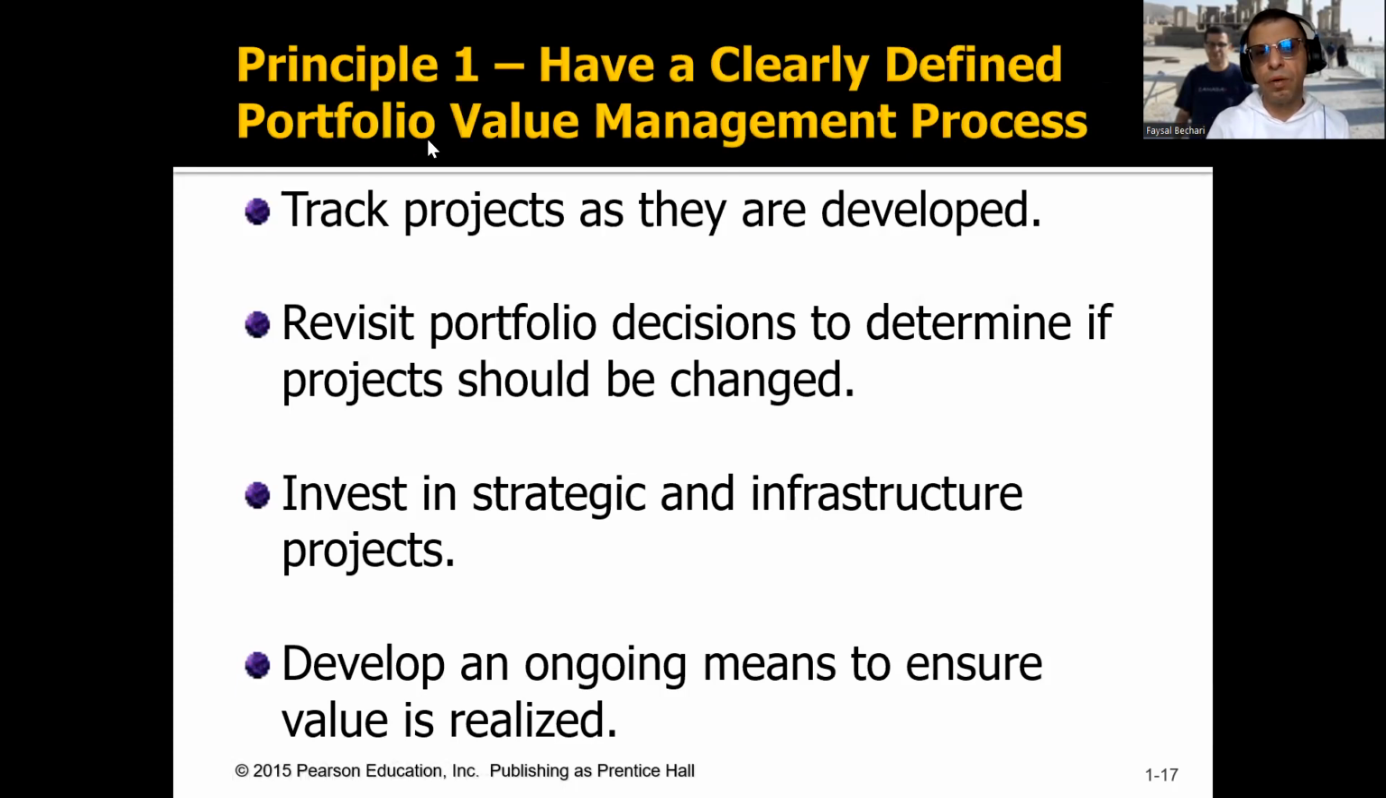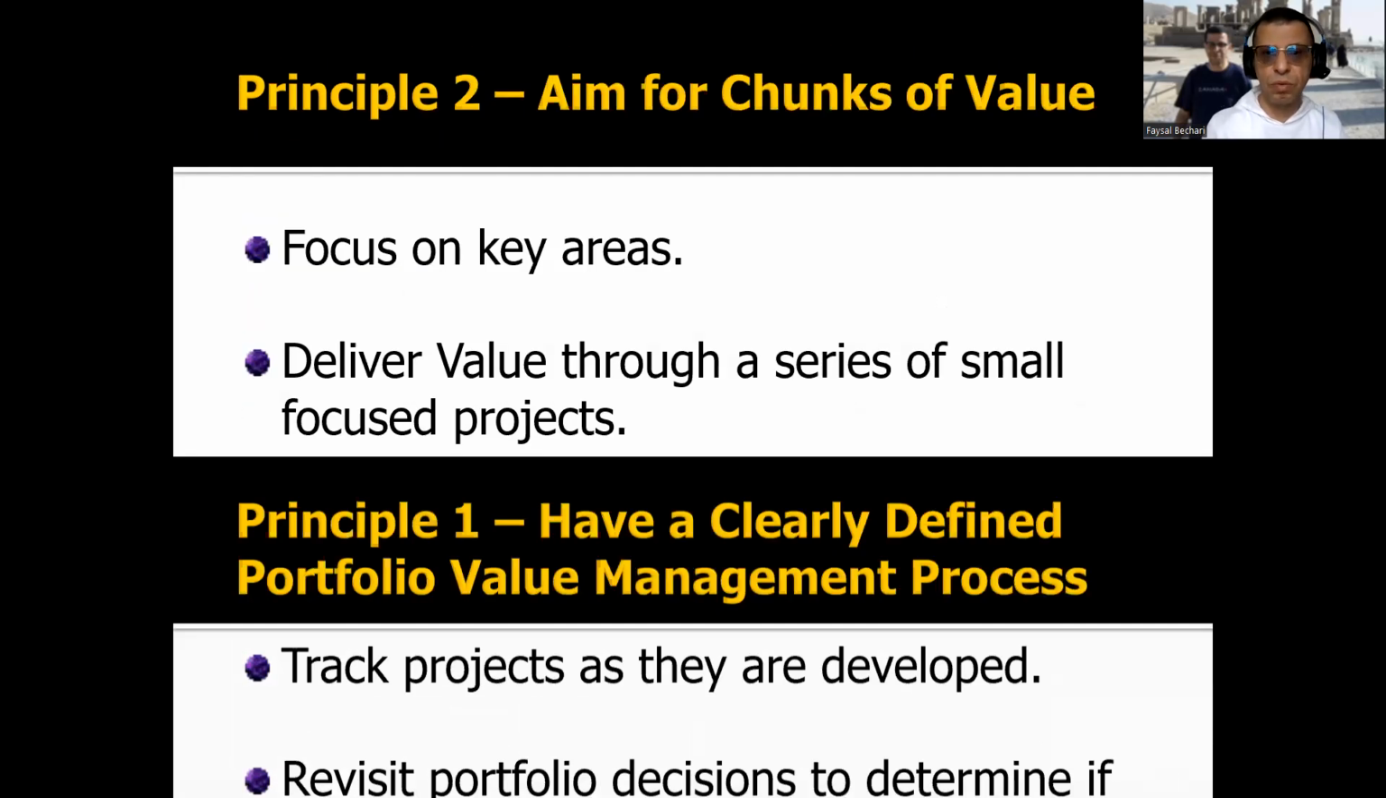Now, we want to know the first principle, what it means. Have a clearly defined portfolio value management process. What does that mean? It means track projects as they are developed. Revisit the portfolio decision to determine if the project should be changed. Invest in strategic and infrastructure projects, a lot of those. Develop an ongoing means to ensure the value is realized. Now, the problem if they don't see the values: first of all, your work is useless and you would be useless too. So you want to work on these values.